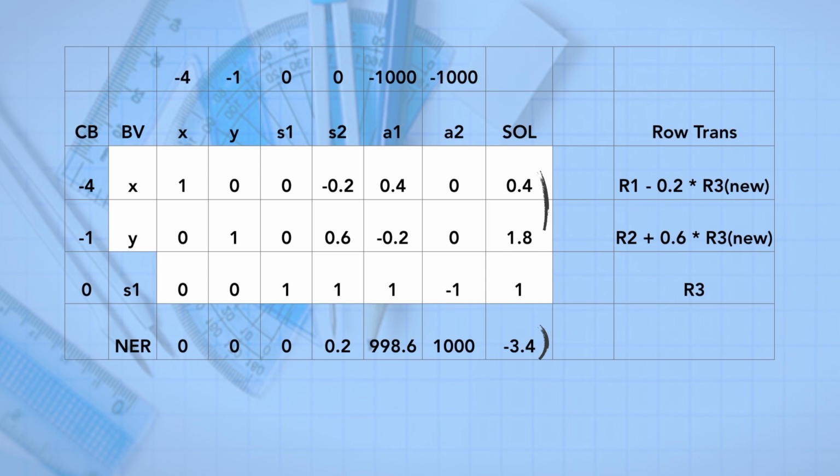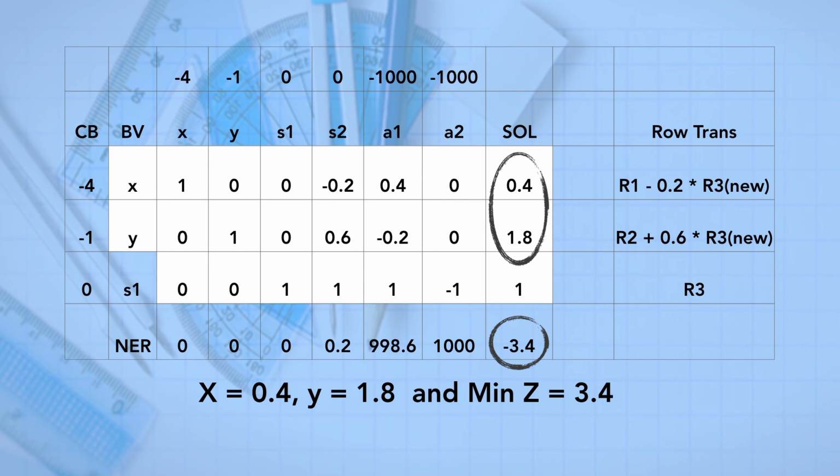That is, x is equal to 0.4, y is equal to 1.8, and maximum z prime is equal to minus 3.4. Therefore, the solution of the given minimization LPP is x is equal to 0.4, y is equal to 1.8, and minimized z is equal to 3.4. Thus, this Big M technique helps us in overcoming the modifications provided in the original problem for obtaining the standard form and get the solution for the original problem.